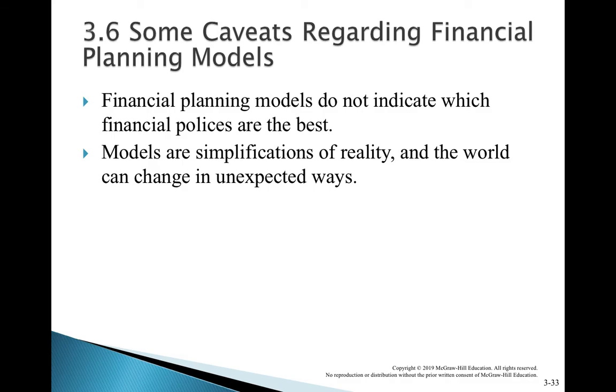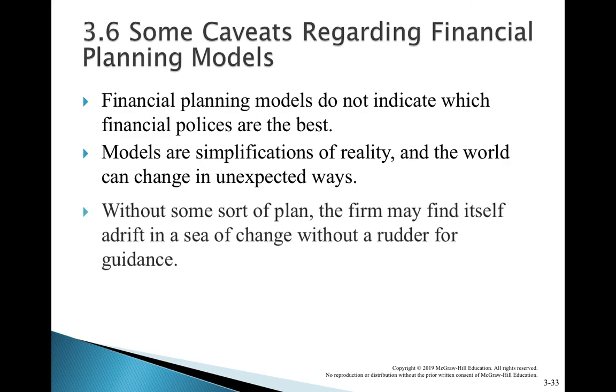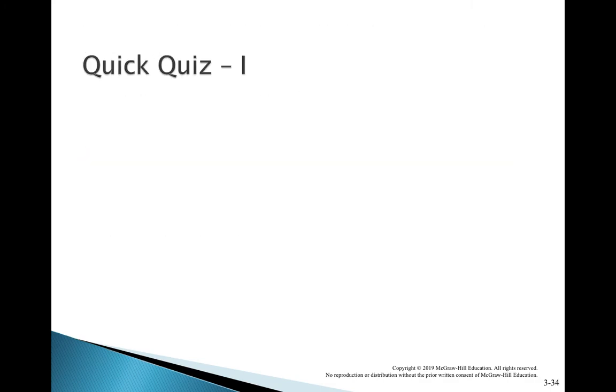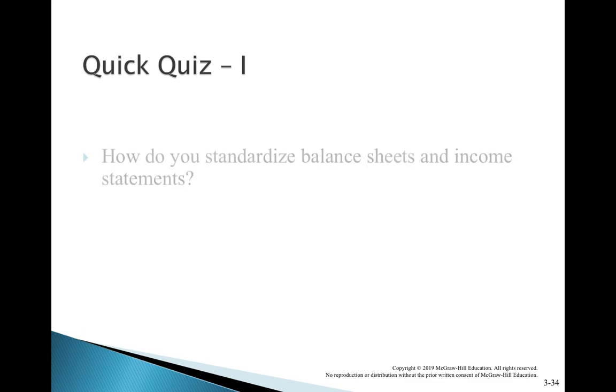No one thought in the beginning of 2020 or in the last quarter of 2019 that the situation of COVID-19 would come. The world was totally upside down in 2020 and 2021. This is the real life, which is simplified in the financial model, and might not happen. Without some sort of plan, the firm may find itself drifting in the sea of change without a radar for guidance. So these are the problems of financial modeling and planning.